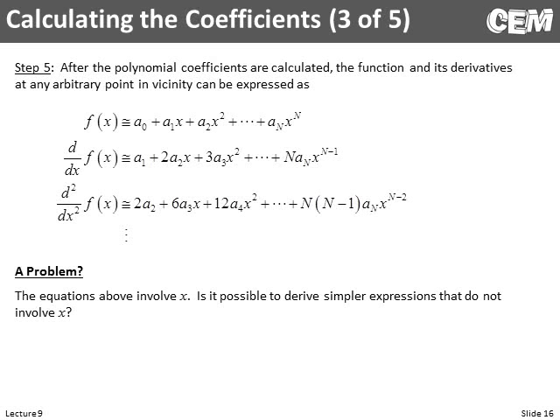Now, we still have a problem that isn't a big problem, but can certainly make our lives a lot more convenient. We have x in there, and we sure would like to be able to get rid of x, because then we'll have much simpler equations. So how do we do that?